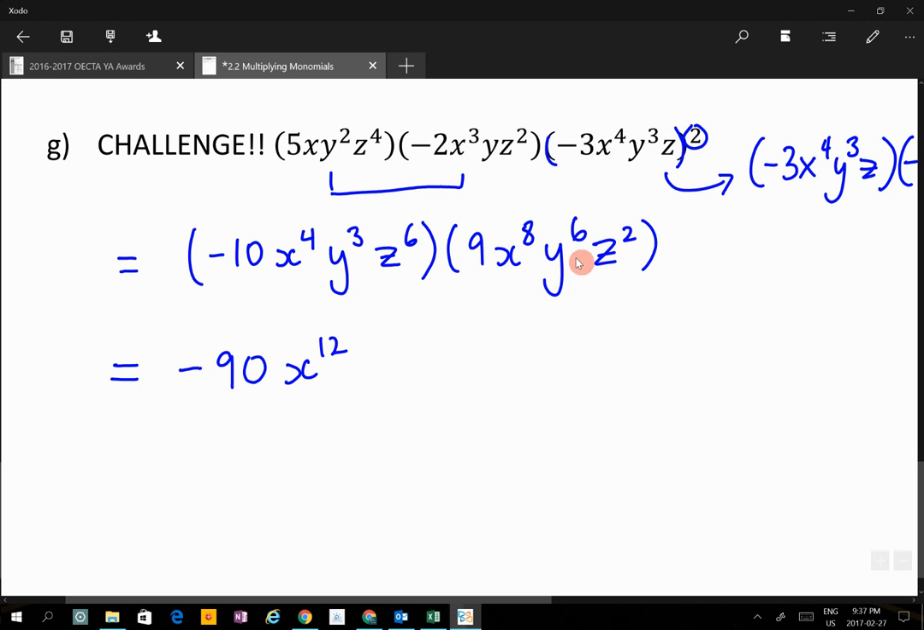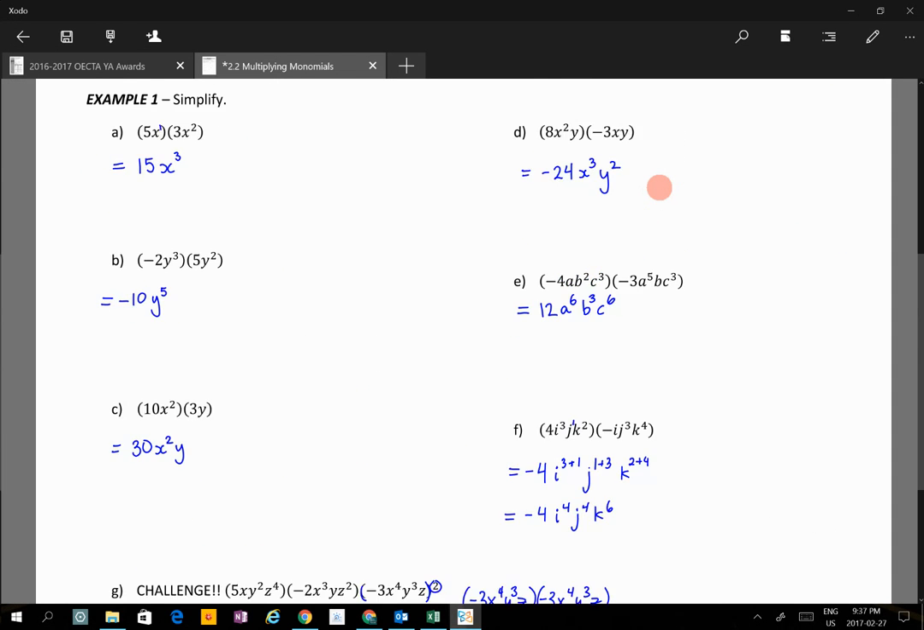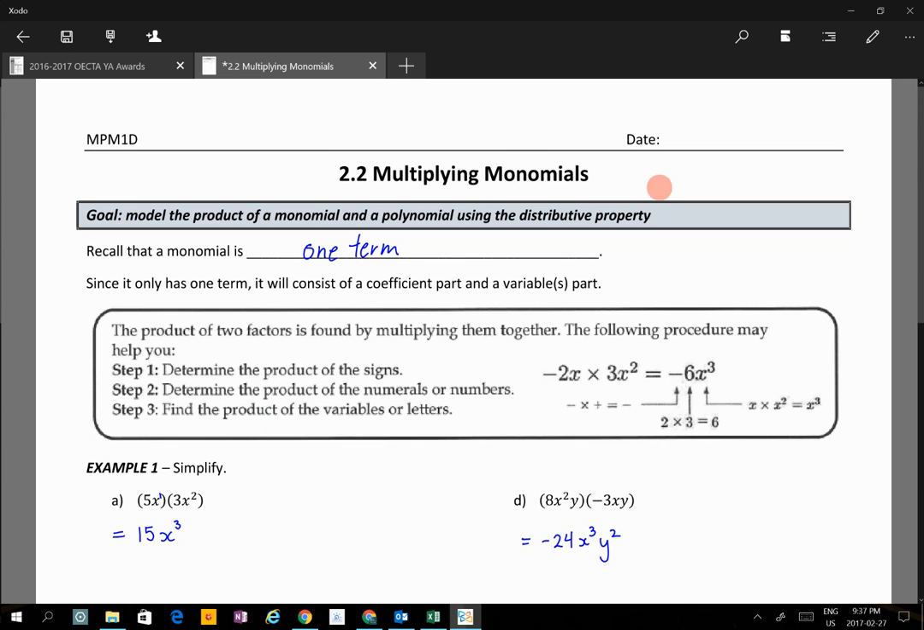y cubed times y to the exponent 6, add their exponents, y to the exponent 9. And then z to the exponent 6 times z to the exponent 2, I add their exponents, 6 plus 2, I get z to the exponent 8. And then there's my final answer. And that ends section 2.2, multiplying monomials.